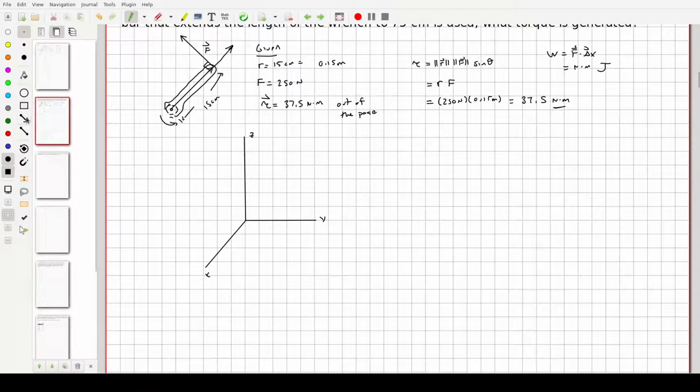Then, if I keep my force in the xy plane, here, you get counterclockwise rotation this way. That would be up. That would be the direction of your torque. So you could also say that if you drew your picture this way, your torque as a vector was 37.5 Newton meters in the z-hat direction.